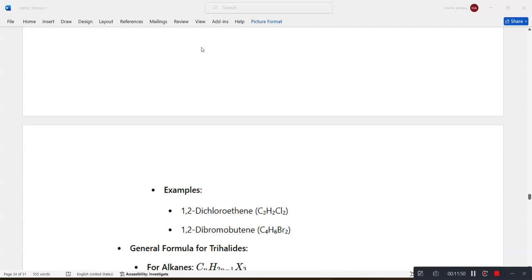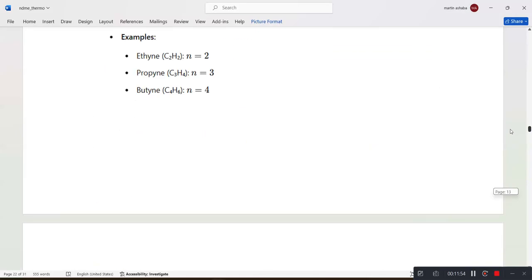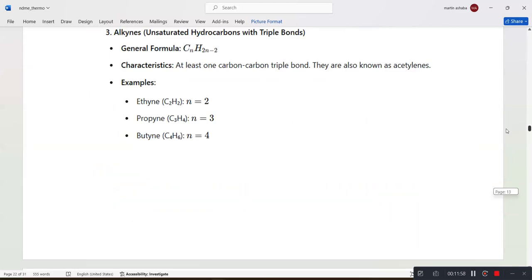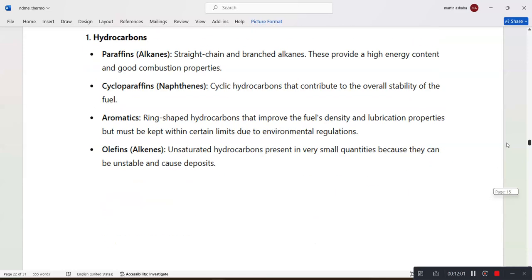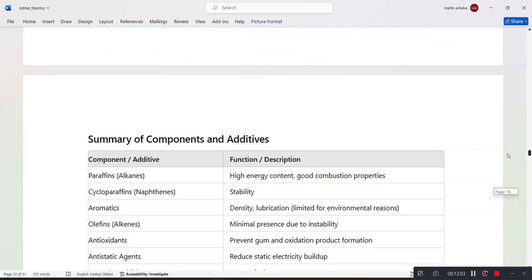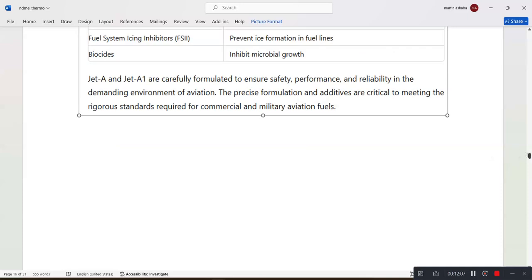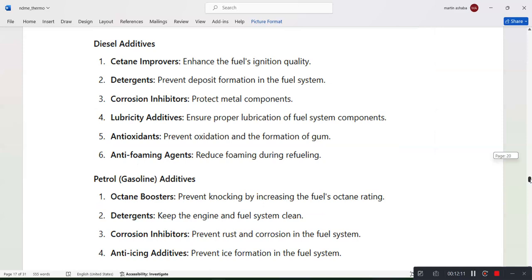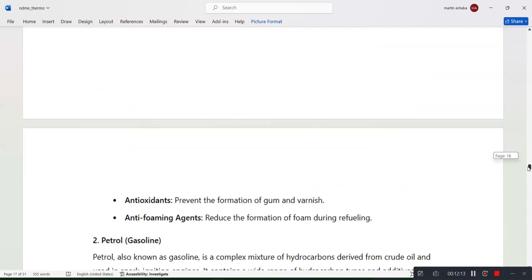So, ladies and gentlemen, in this video, we have specifically talked about the basic fuels like the diesel, petrol, or what we call gasoline, and we have gone ahead to also highlight the halohydrocarbons.